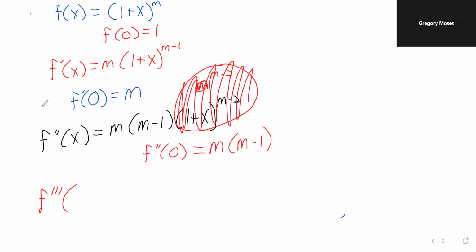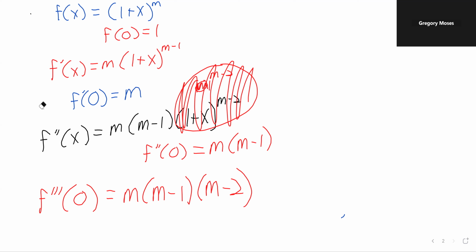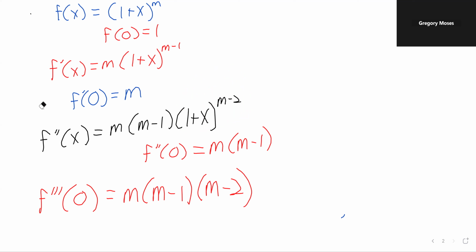Similarly, f triple prime of 0 is going to be m times m minus 1 times m minus 2. This does not go on forever, though. This is a finite process. Because eventually, you see, every time we take a derivative, this m gets reduced by 1.